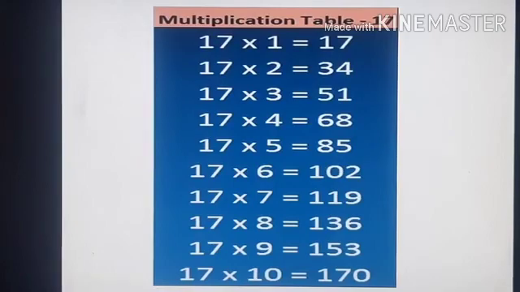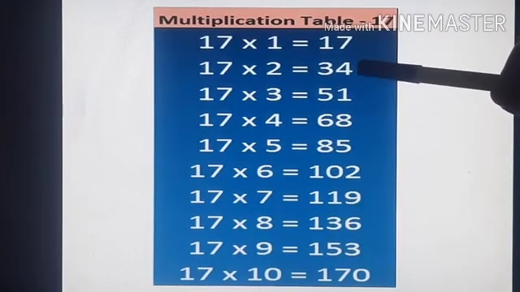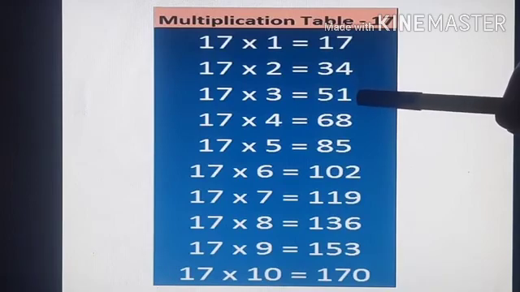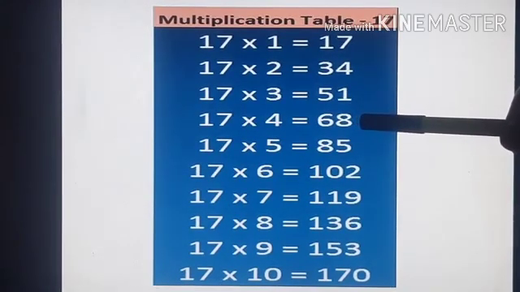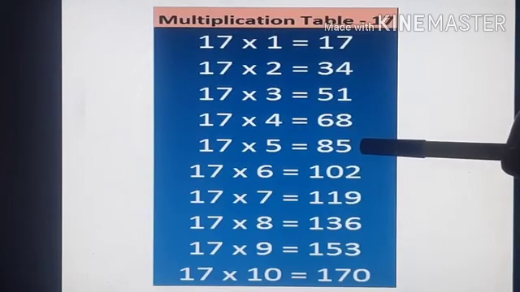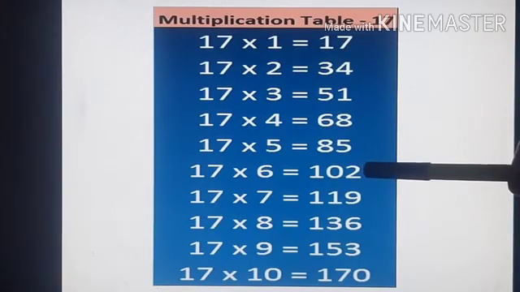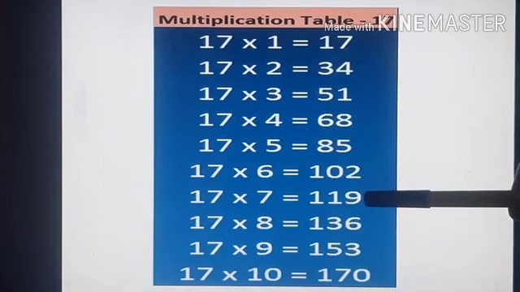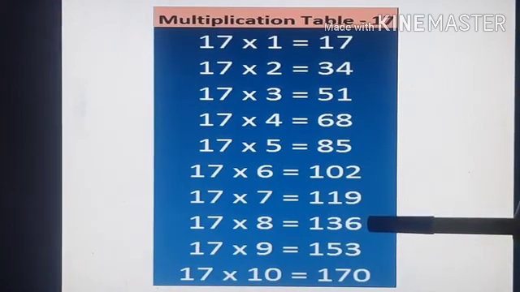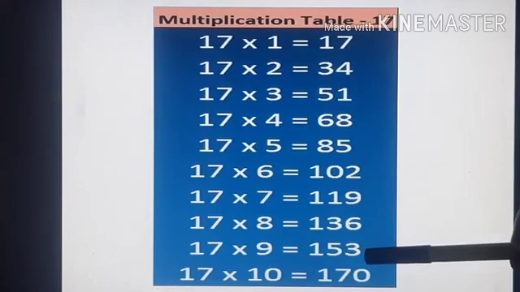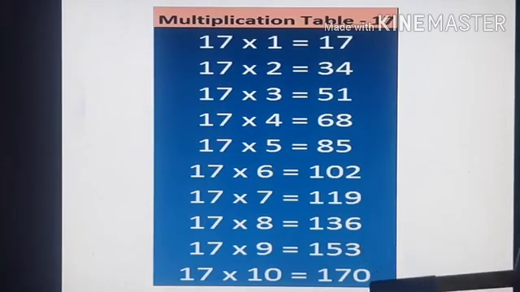The table of 17 was given. Have you learnt? Yes? Okay, then let's revise one time. 17 1s are 17. 17 2s are 34. 17 3s are 51. 17 4s are 68. 17 5s are 85. 17 6s are 102. 17 7s are 119. 17 8s are 136. 17 9s are 153. 17 10s are 170. Revised? Very good. You have to revise the tables daily.